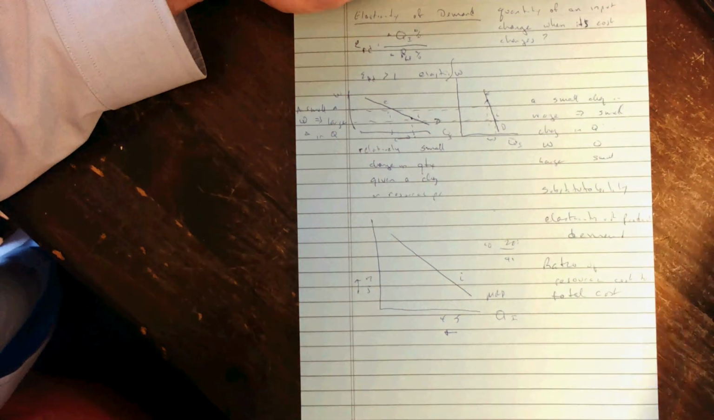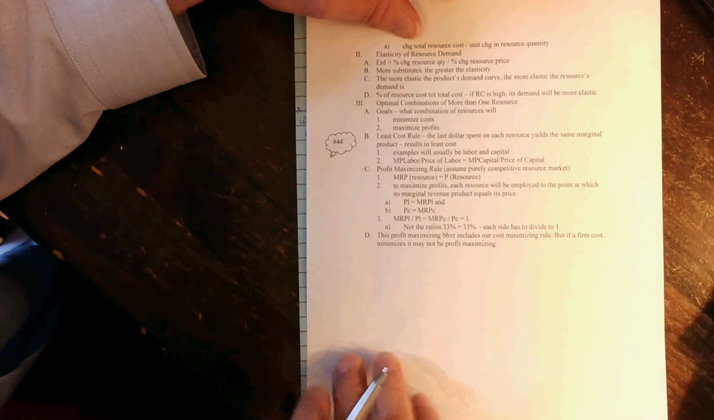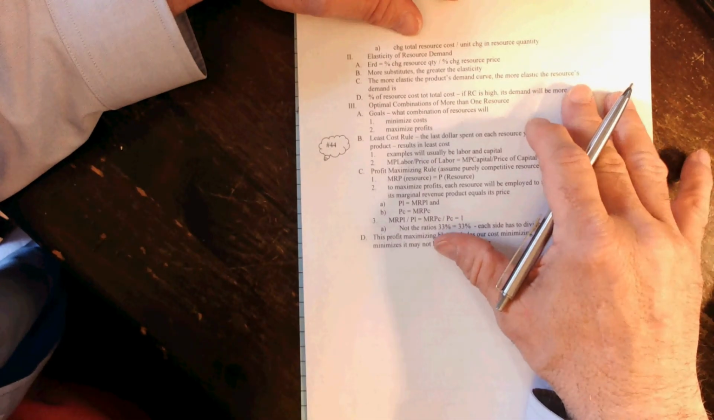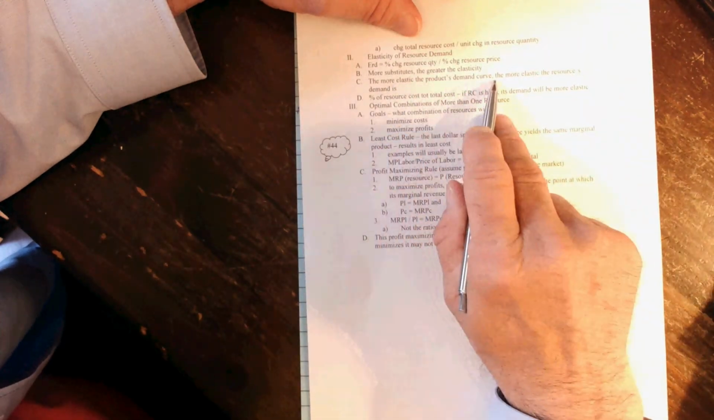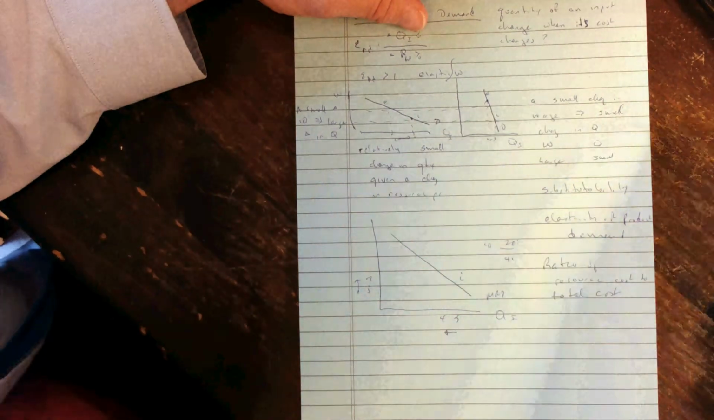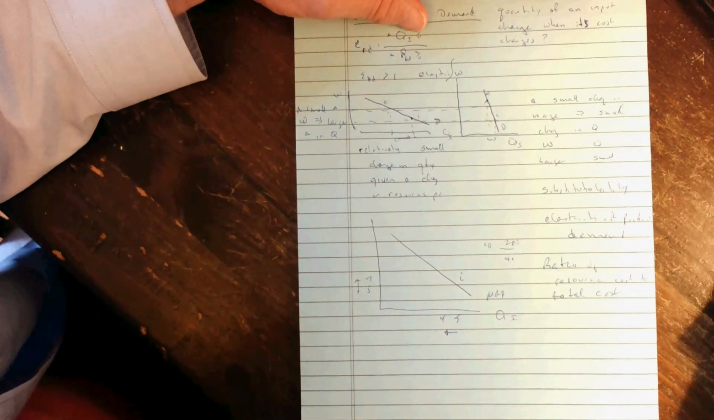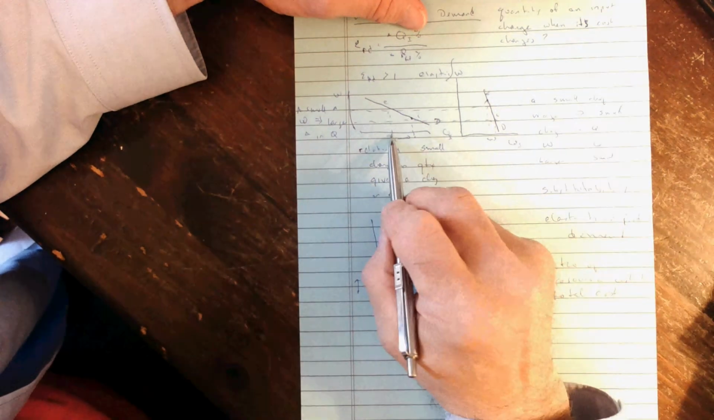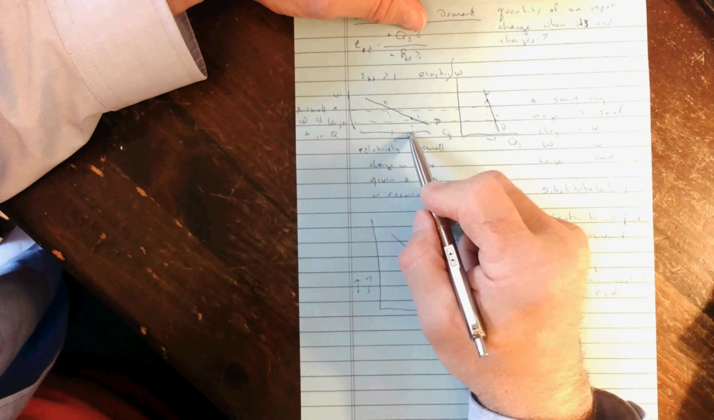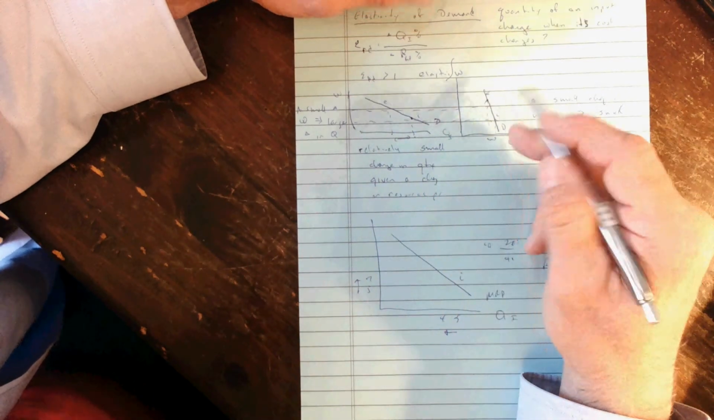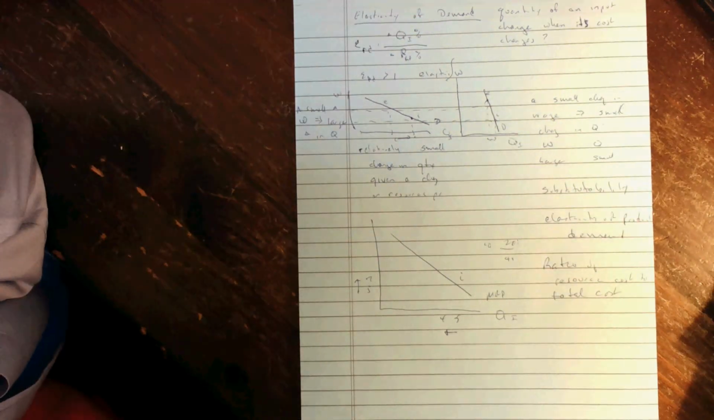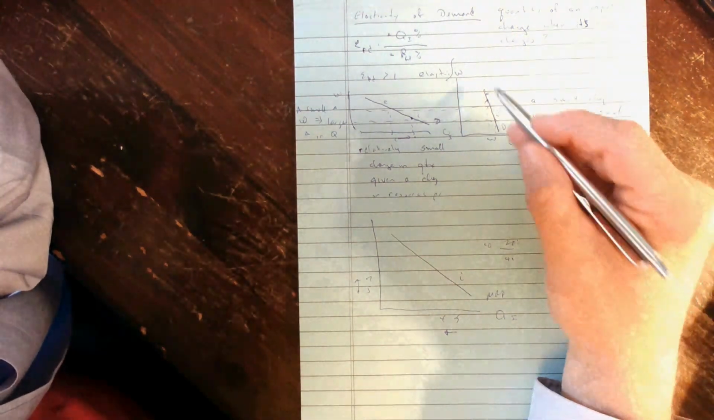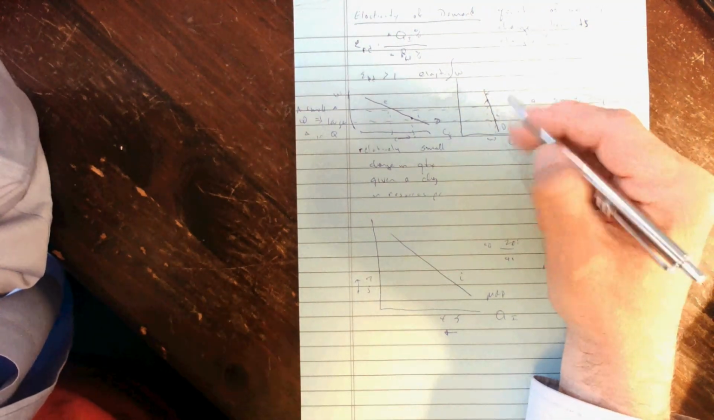Another determinant of the elasticity of demand of a resource is the elasticity of the product. So if a product goes on sale and many more of it is sold, then you'll need many more resources, inputs, to produce that. But gasoline, for example, never goes on sale, and so the demand for the inputs for gasoline is relatively inelastic.